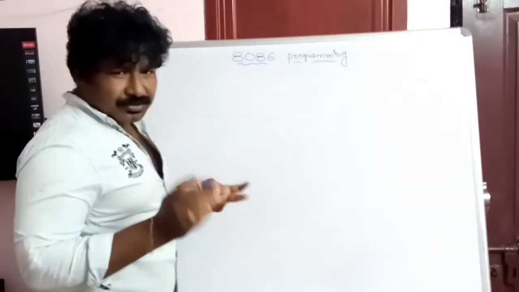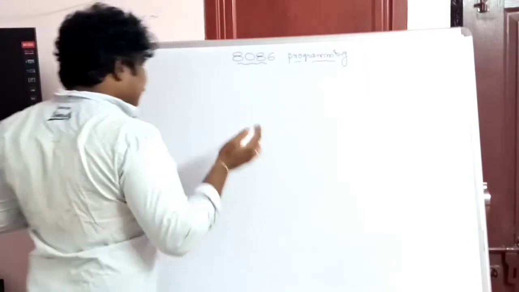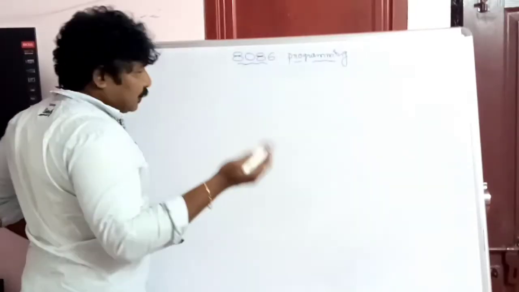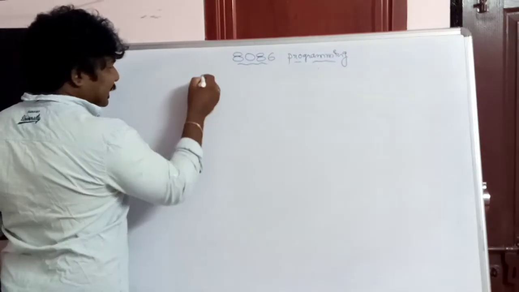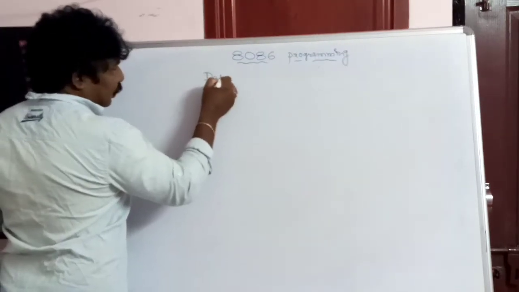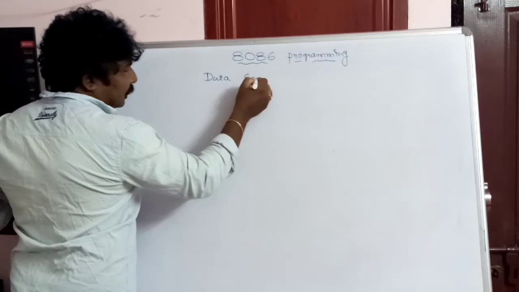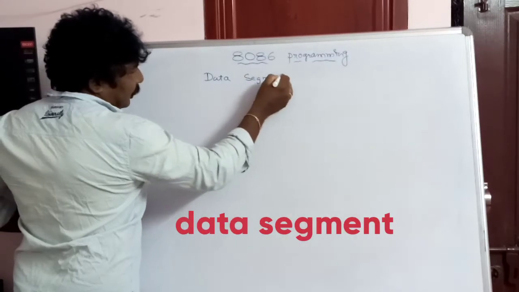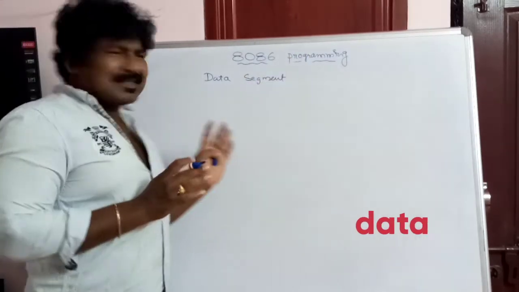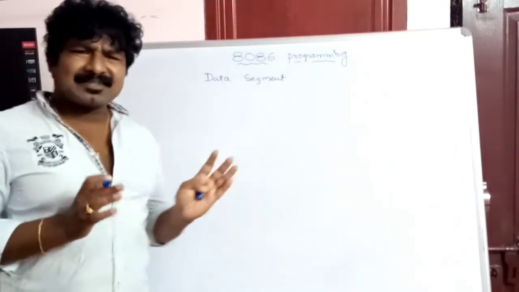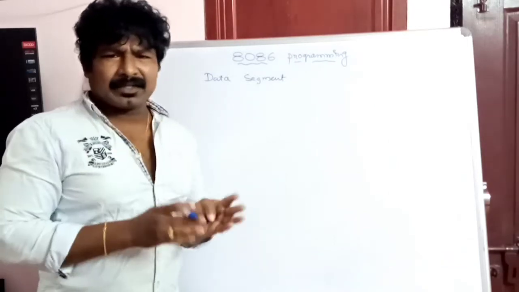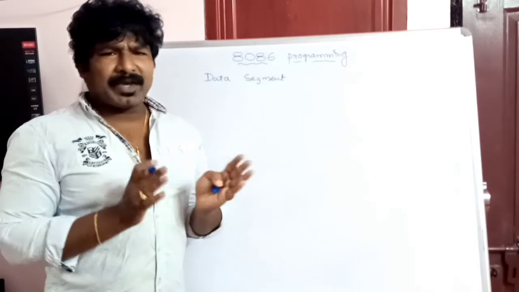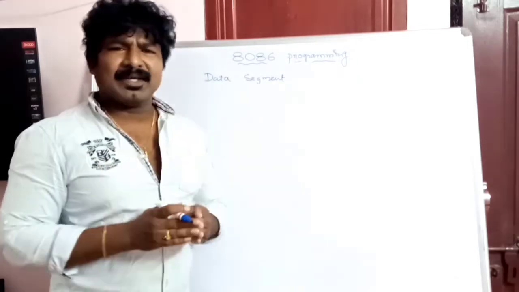Okay, the basic structure of an 8086 program is, if there are any variables you want to declare, that can be done inside a special segment called the data segment. Okay friends, so what is this segment all about? A segment is nothing but a part of the memory where your data is actually stored.